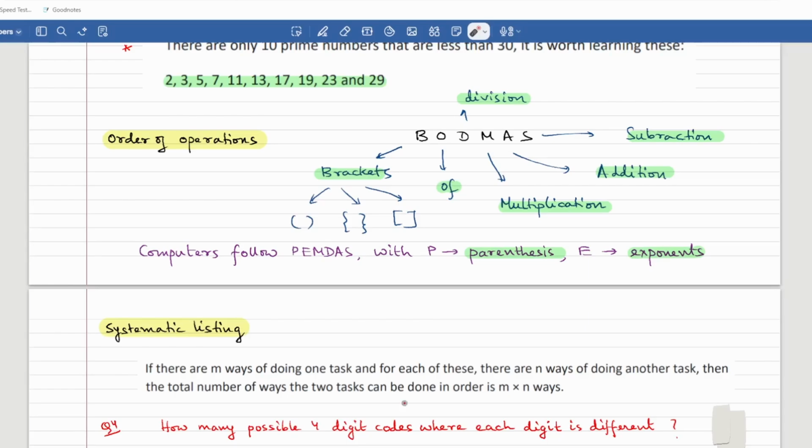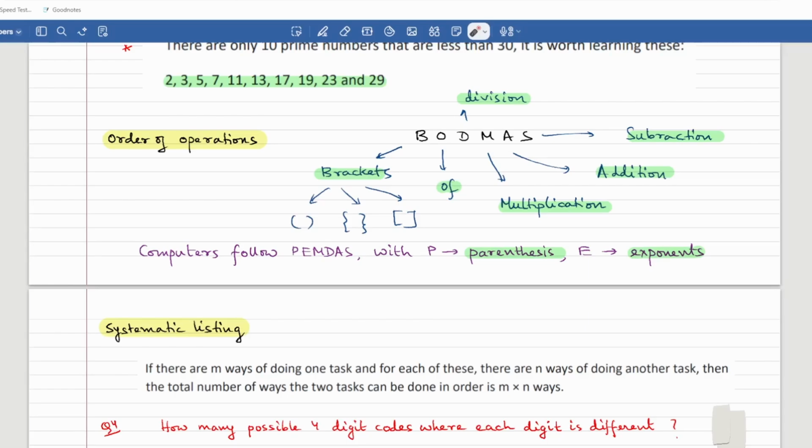So what is systematic listing? If there are m ways of doing one task, and for each of these there are n ways of doing another task, then the total number of ways in which the task can be done is m into n. Now this might be an incredibly easy statement, but the problems arising from this statement can get a bit tricky.